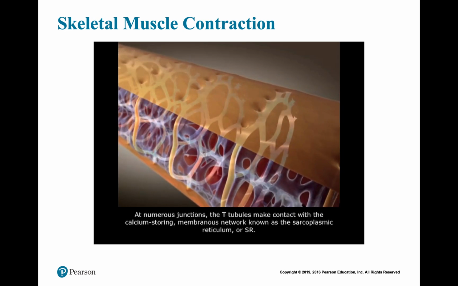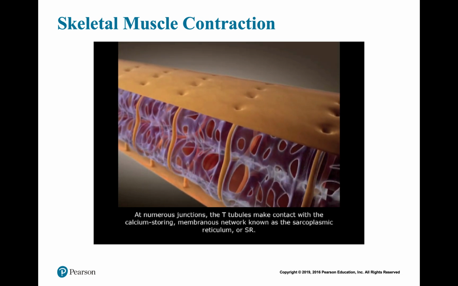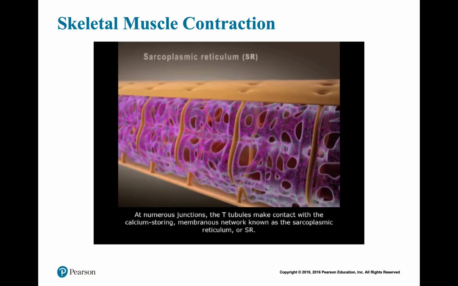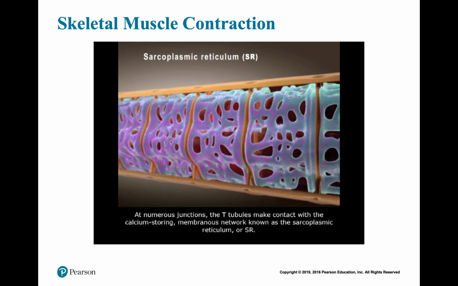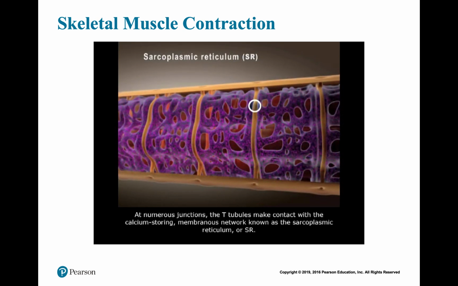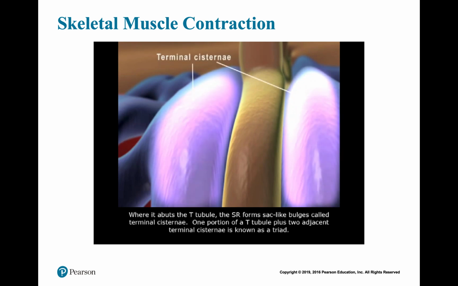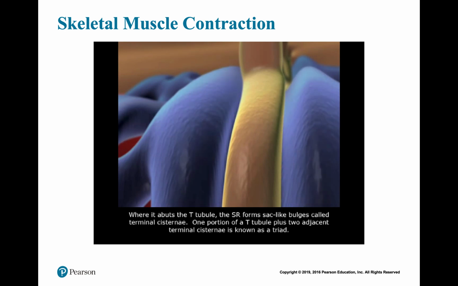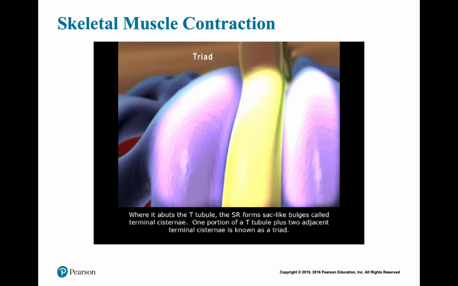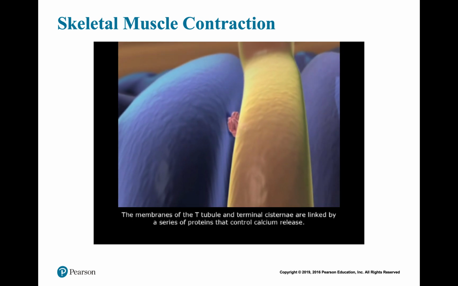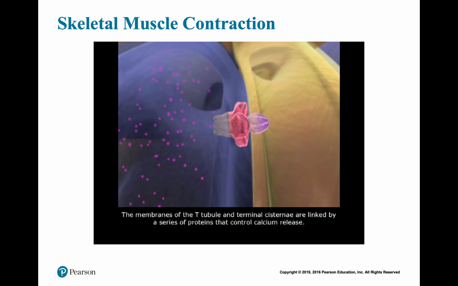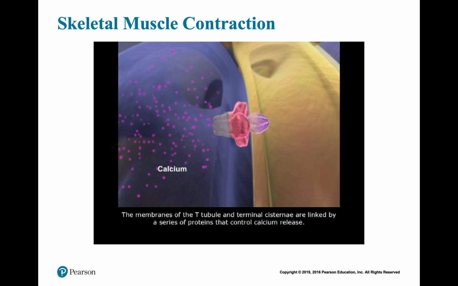At numerous junctions, the T-tubules make contact with a calcium-storing membranous network known as a sarcoplasmic reticulum, or SR. Where it abuts the T-tubule, the SR forms sac-like bulges called terminal cisternae. One portion of a T-tubule plus two adjacent terminal cisternae is known as a triad. The membranes of the T-tubule and terminal cisternae are linked by a series of proteins that control calcium release.